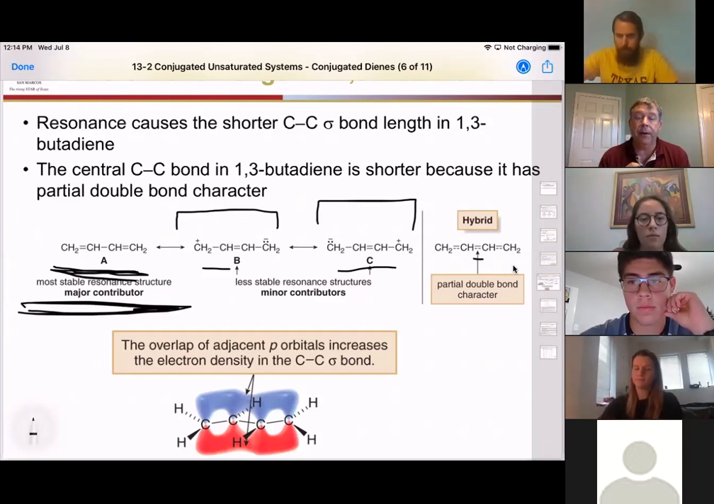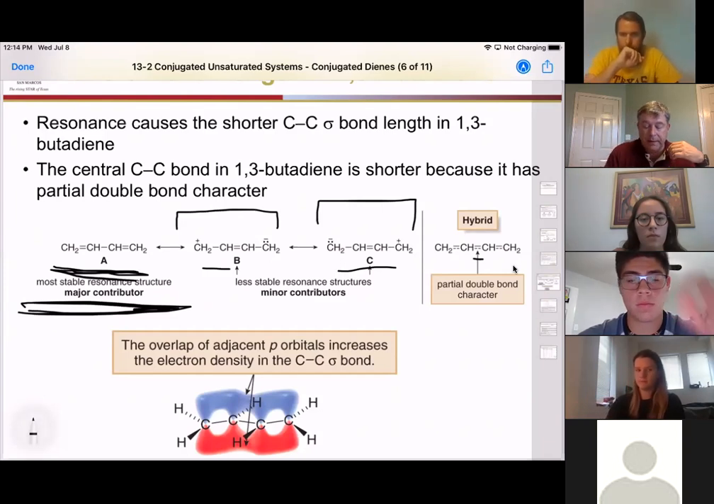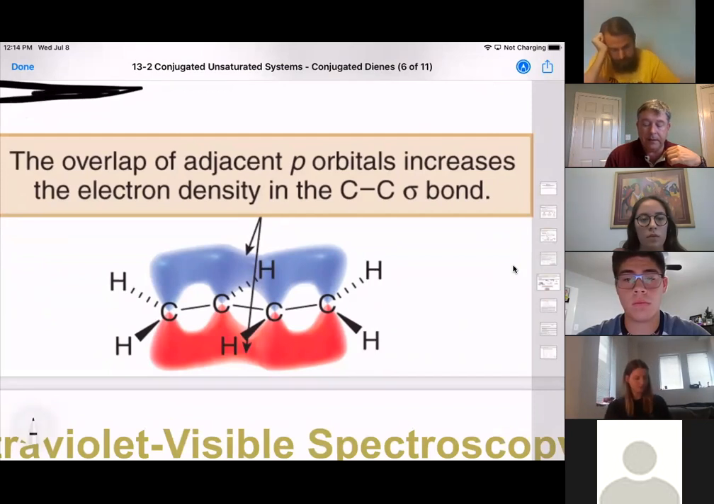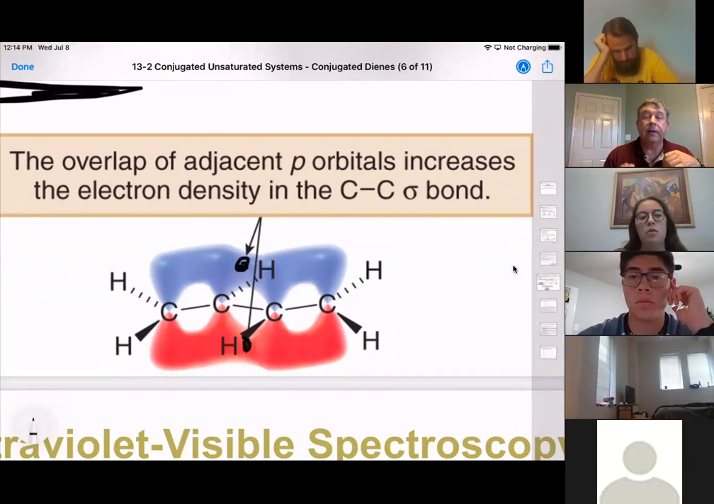And if we look at that as orbital overlap, we'll see that, because they're planar with each other, that little bit of overlap in the center gives a little bit of double bond character. That little bit of double bond character shortens that bond, okay?